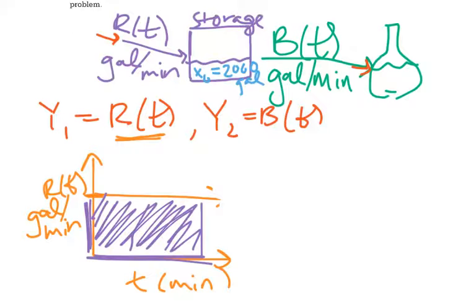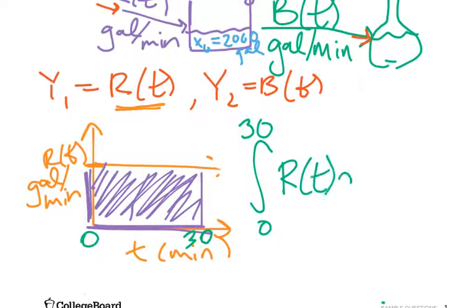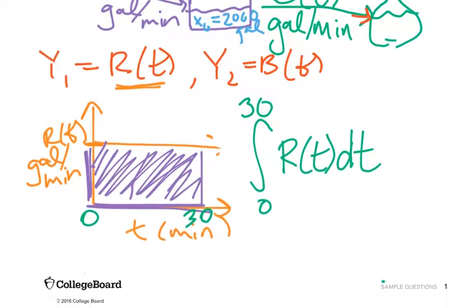If we're looking for the amount of beverage, the gallons, from 0 to 30, that means we're looking for an integral from 0 to 30 of R of t dt. And we don't need to integrate this by hand. We just literally plug this in the calculator.